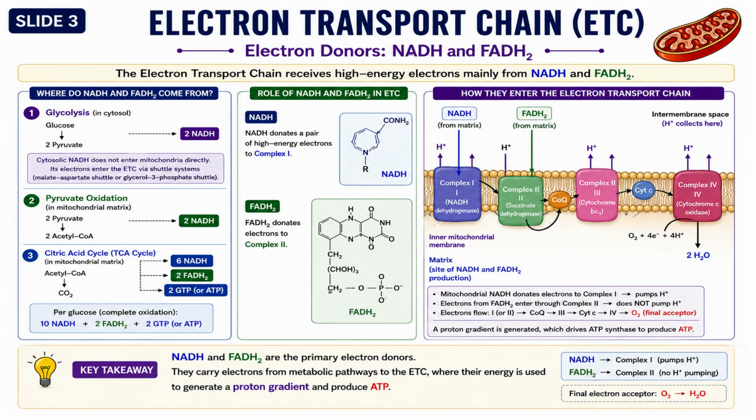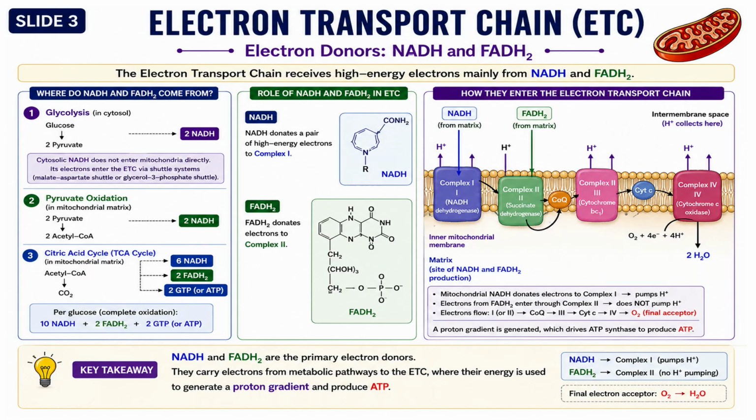Therefore, complete glucose oxidation produces 10 NADH and 2 FADH₂. Cytosolic NADH transfers its electrons into mitochondria through shuttle systems. The second section shows their roles. NADH donates electrons to complex 1, while electrons from FADH₂ enter through complex 2.